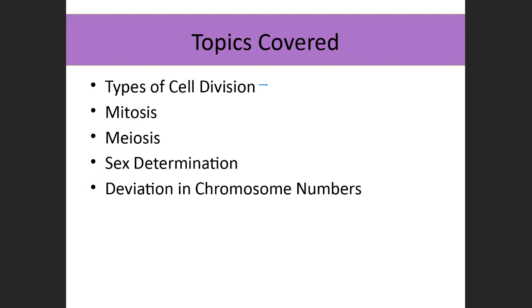So these are different cell divisions that occur in your body, and how sex is determined, and then what happens if there are problems during cell division and there's the wrong number of chromosomes in a cell. So in this lecture, I think we'll just get through types of cell division and mitosis, and then we'll cover the rest in a little bit.